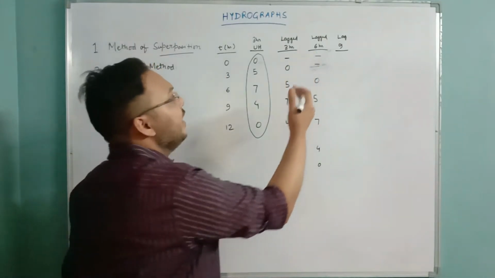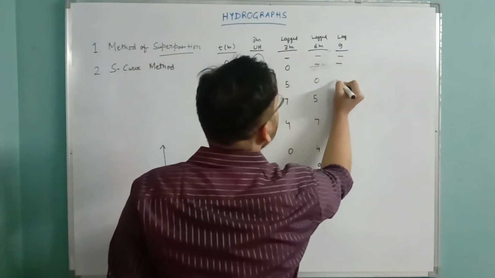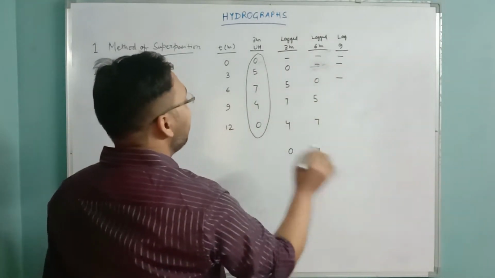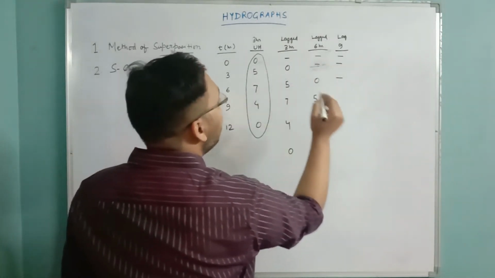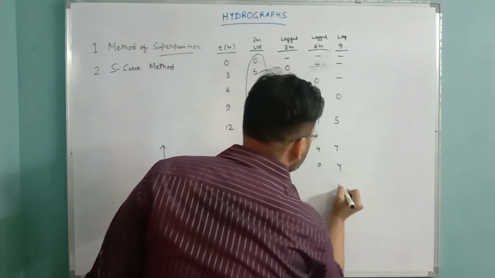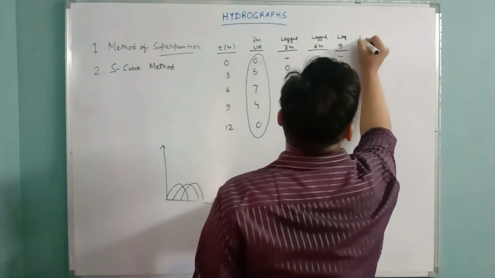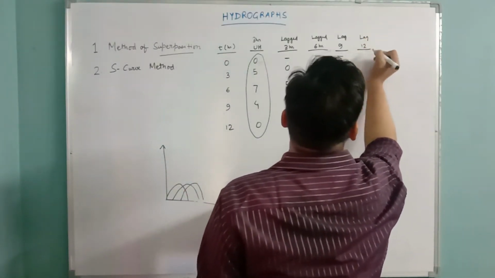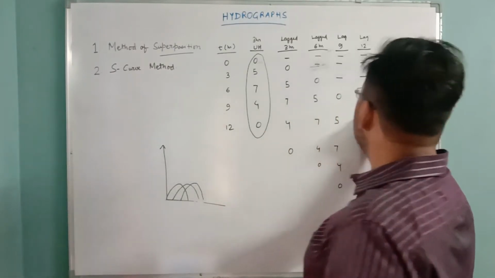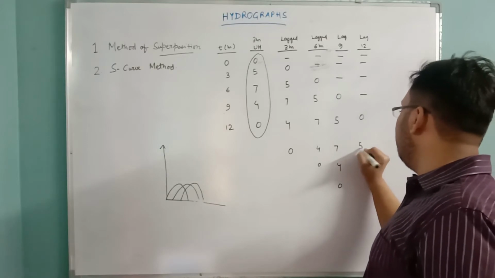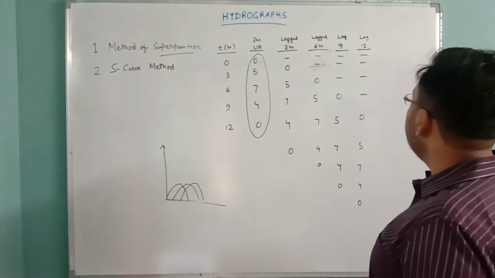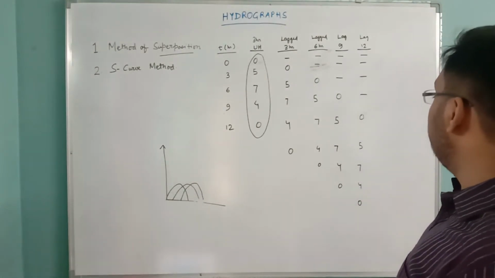I'm writing in short, lag 9. So if it is lagged by 9 hours, the first 3 rows are going to be vacant. We are going to start from 9, and it will be again 0, 5, 7, 4, 0. Lag 12 will be, we'll start from 12 hours, that is 0, 5, 7, 4, 0. Fine. This is lag 12.